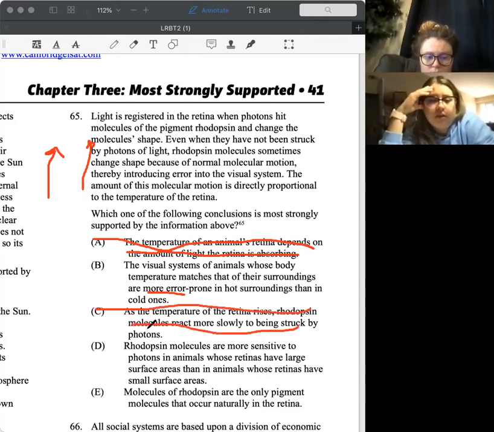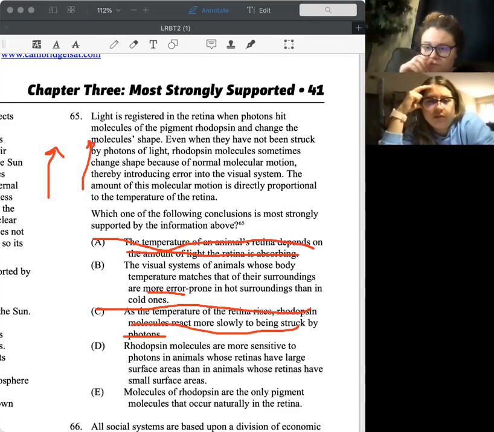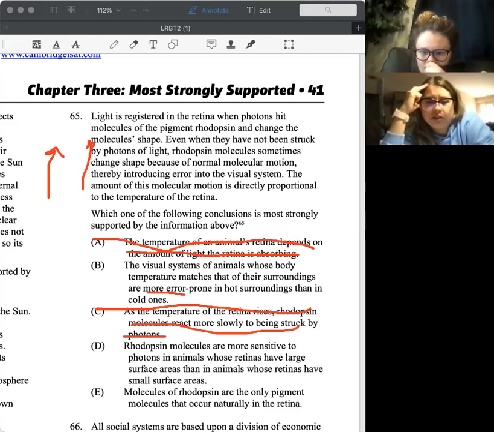Our molecules are more sensitive to photons in animals whose retinas have large surface areas than in animals whose retinas have small surface area. It's not about the space. Excellent. No. Molecules of R are the only pigment molecules that occur naturally in the retina. I have no idea.